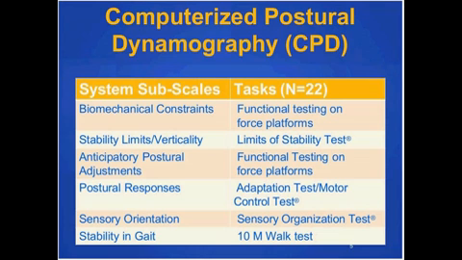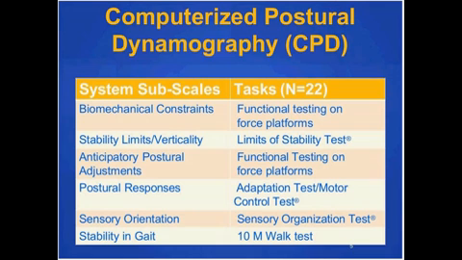Anticipatory postural adjustments, again, can be done via a number of different functional activities on the force platform, whether that be doing a one-legged stance on the platform, whether it be using a long force plate to do step up and over, walking and turning, tandem walk. All of these are going to give us wonderful information about the individual's anticipatory postural adjustments.